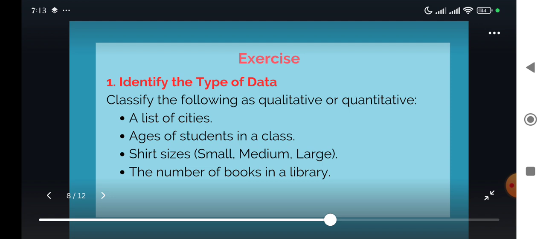It is qualitative data because there will be characteristics or categorical information. So there will be no digit value, no numbers. Ages of students in a class, it is obviously quantitative values. Shirt sizes, like small, medium, large, it is obviously qualitative. And the number of books in a library, it is quantitative.